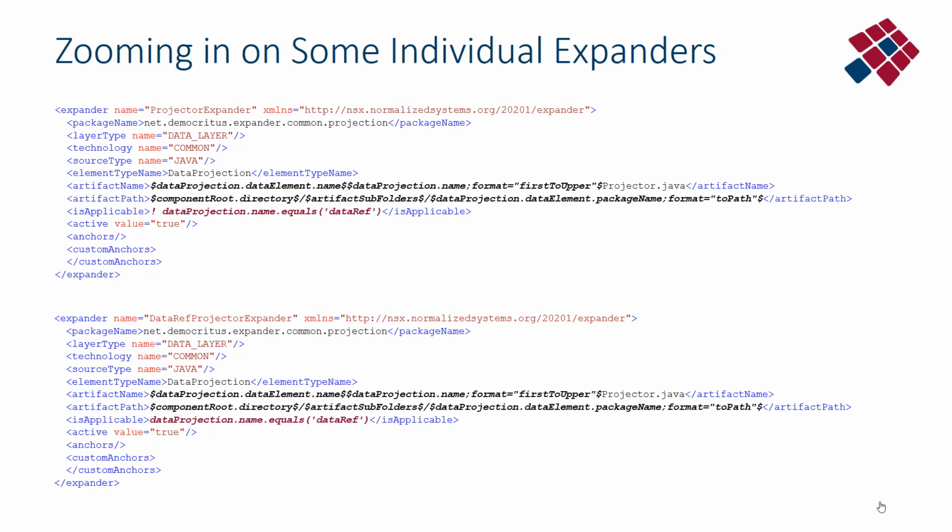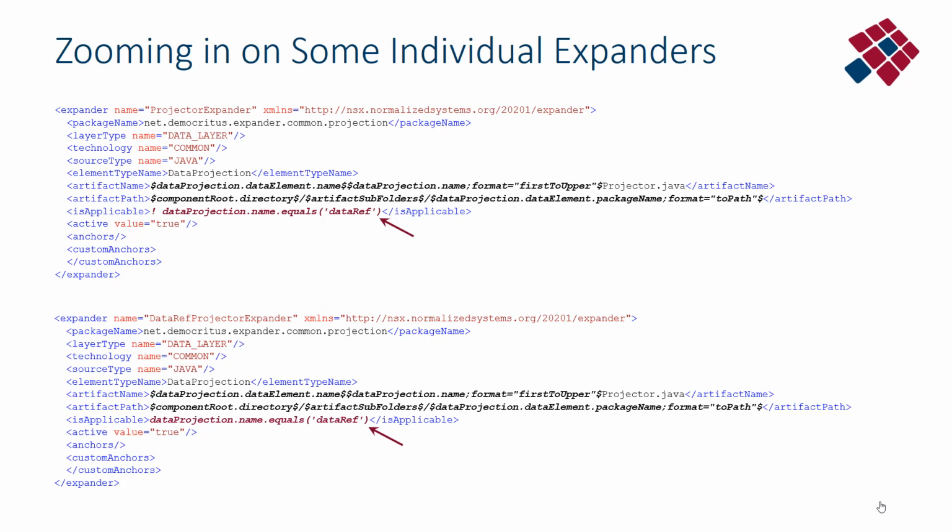They belong to the data projection, which is a sub-element of the data element. We see how the name is constructed. But of course, they're quite similar. For the data ref projection, we have to use the data ref projector. And for the other projections, we have to use the projector. And so actually they have an is applicable condition, which is mutually exclusive.